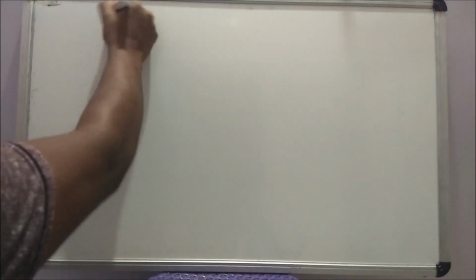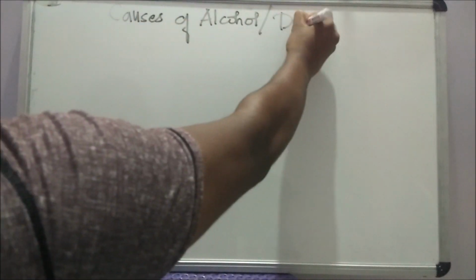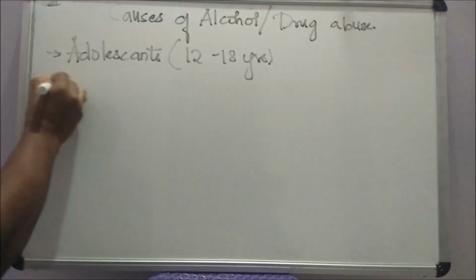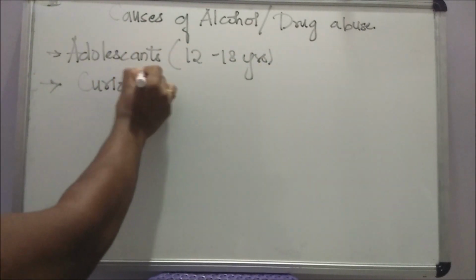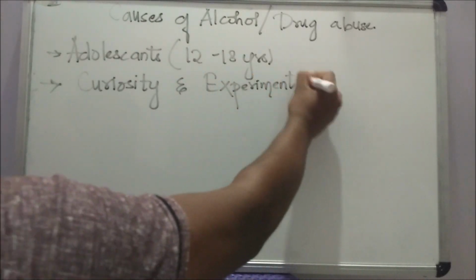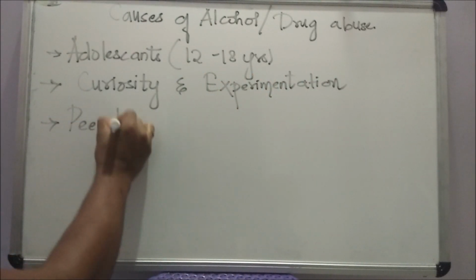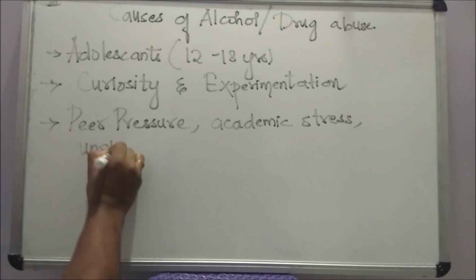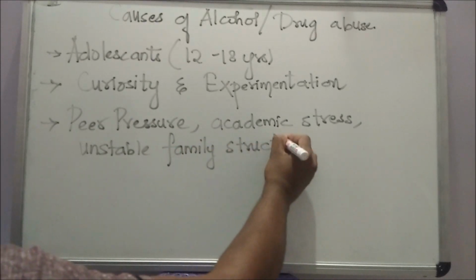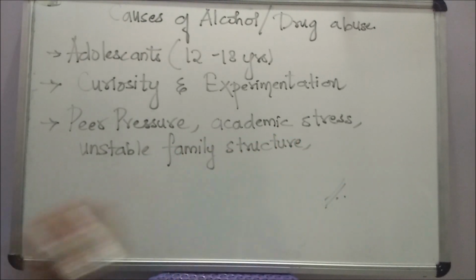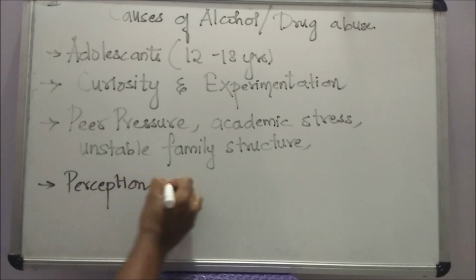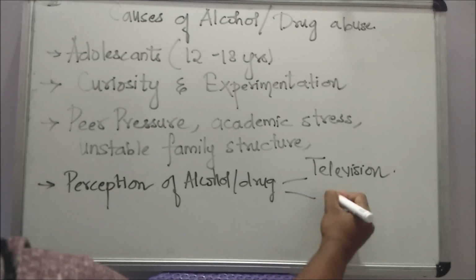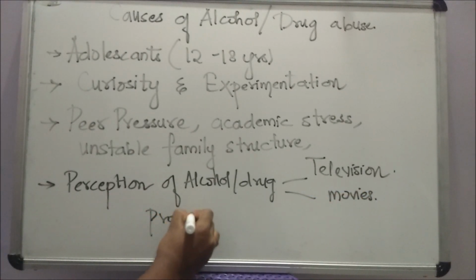What could be the causes of alcohol or drug abuse? Alcohol or drug abuse normally starts in adolescence. The period could be from 12 to 18 years, the transition phase between childhood and adulthood. Many adolescents are motivated towards the drug or the alcohol due to curiosity and experimentation. Peer pressure, academic stress, unstable family structure further incline youth towards alcohol or drug abuse. Perception of consuming alcohol or drug being cool and progressive and use of alcohol or drug in television, movies, etc.